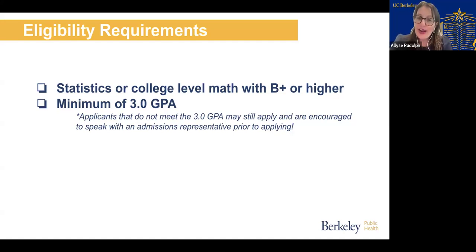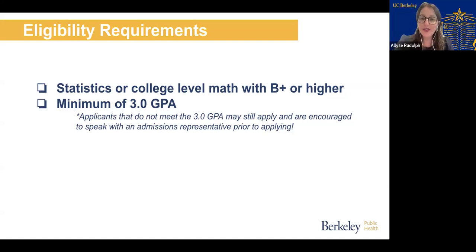So the best way that our admissions committee feels to get prepared for those first year quant courses is to have taken a stats or college level math class and have earned a B+ or higher. Now, there are some other ways that you can demonstrate quantitative preparation, which we're happy to get into. And if you have more specific questions about your situation, we're happy to address those. But the basic thing that we tend to look for is, again, stats or college level math with a B+ or higher.